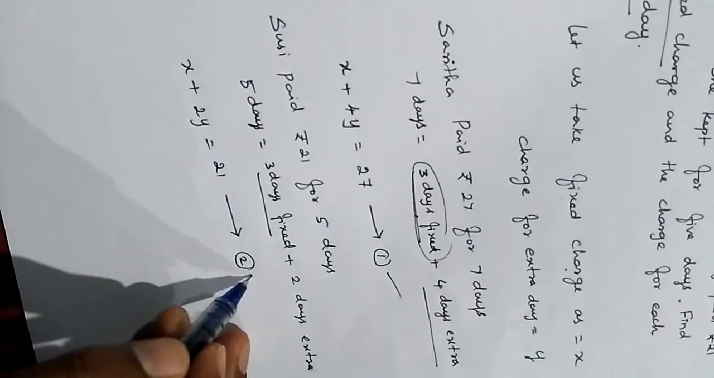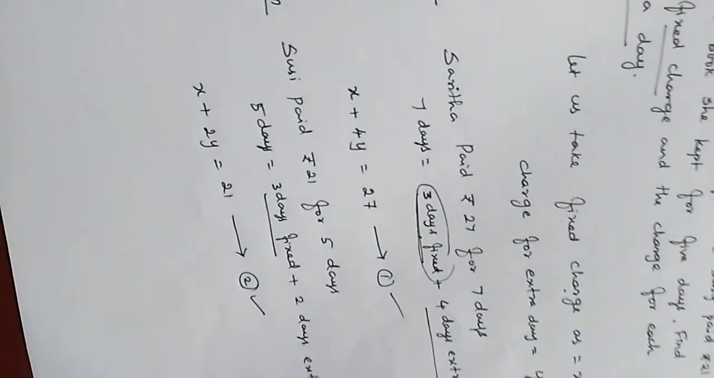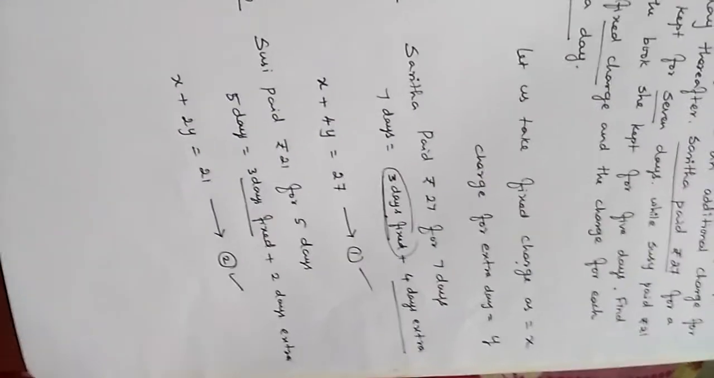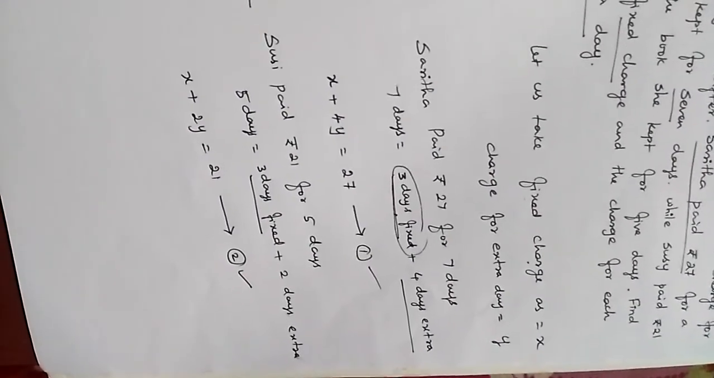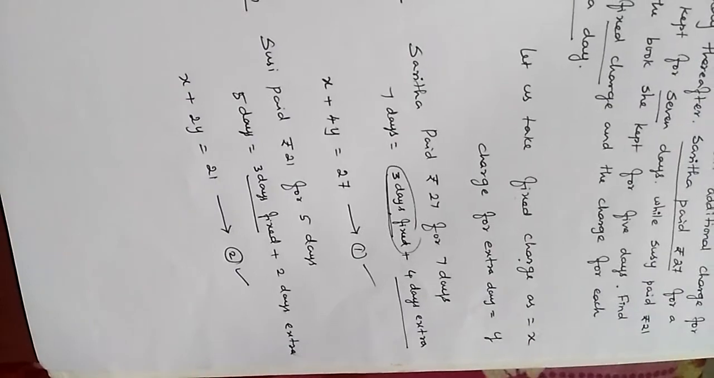Now we got equations 1 and 2. So solve these equations by the elimination method. You will get x and y values. So x is the fixed charge and y is the charge per extra day.